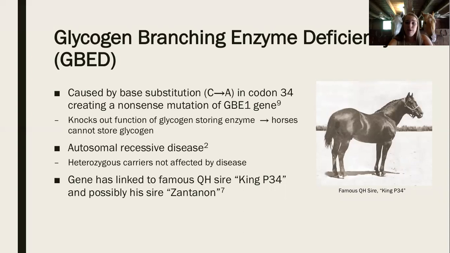It is an autosomal recessive disease, so they would have to have 2 copies of that recessive gene to be afflicted with it. I also wanted to point out that heterozygous carriers are not affected by the disease, they just carry it, so you wouldn't see signs and symptoms. Scientists were able to link this gene back to another famous quarter horse sire, King, pictured on the right. Yes, King Ranch, that he is from there.